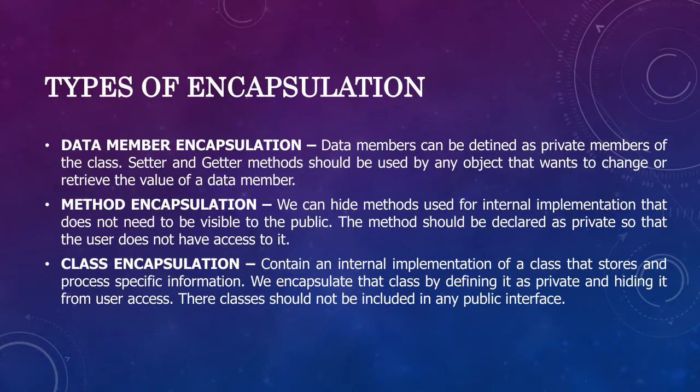First, data member encapsulation. Data member encapsulation can be defined as private members of the class. Setters and getters methods should be used by an object that wants to change or retrieve the value of the data members. Encapsulation, also known as data hiding, is the mechanism whereby the implementation details of the class are kept hidden from the user. The user can only perform a restricted set of operations on the hidden members of the class by executing special functions commonly called methods.